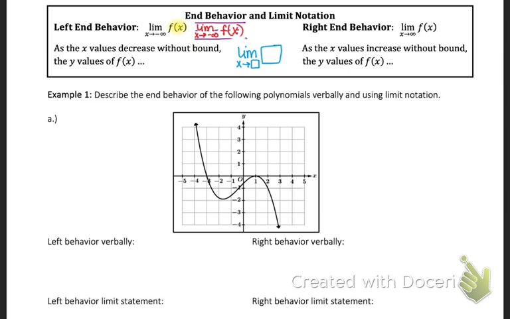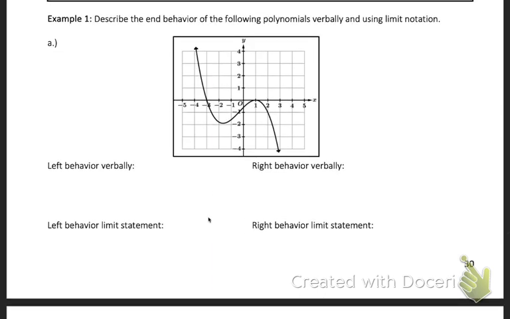So as the x values decrease without bound, that's going to be negative infinity. The y values of f of x are doing what? Are they increasing without bound or are they decreasing without bound? Okay, so the left end behavior is always going to be associated with negative infinity, and the right end behavior is always going to be associated with positive infinity. So let's talk about this verbally, and let's talk about with limit statements. So here is a polynomial function. My end behavior is up on the left and down on the right, okay?